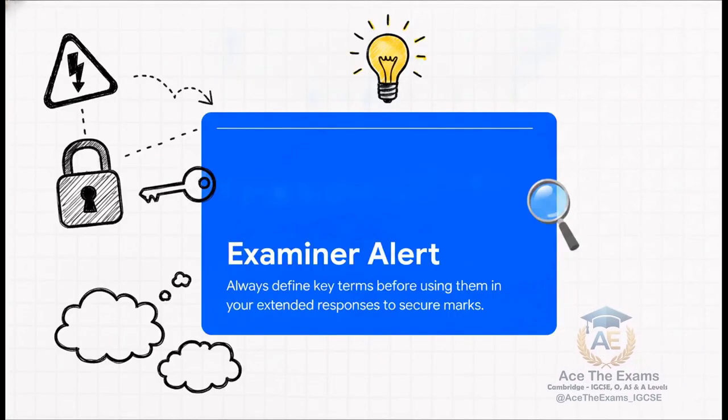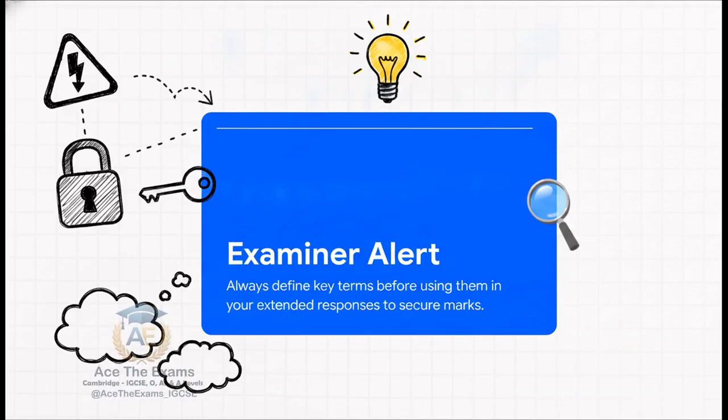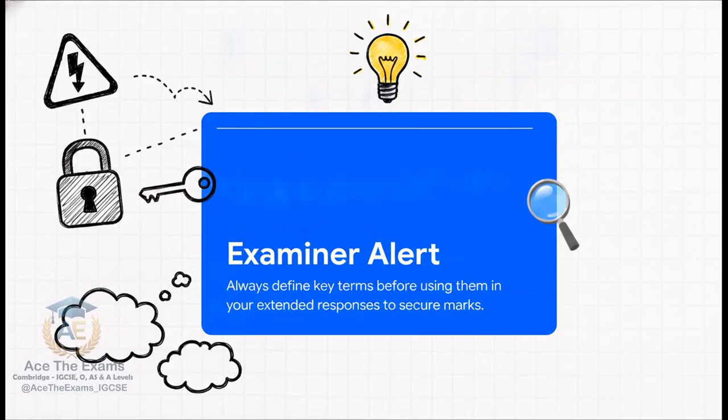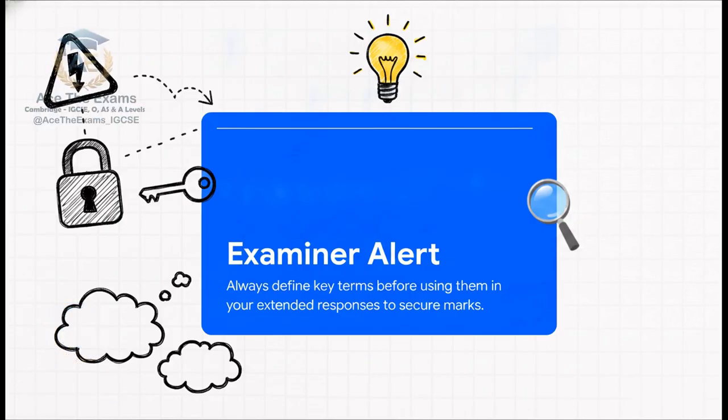Now, what's really interesting about this next slide is the massive red flag raised by the principal examiner reports. Candidates consistently confuse terminology. I'm talking about mixing up symmetric and asymmetric or jumbling up public and private keys. To secure those top marks, your action item is to always define your terms before using them in an extended response. If you are discussing public and private keys in a systems encryption question, don't just throw the words around hoping they magically land in the right order.